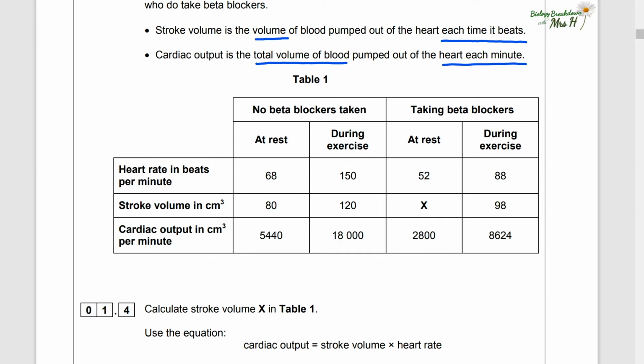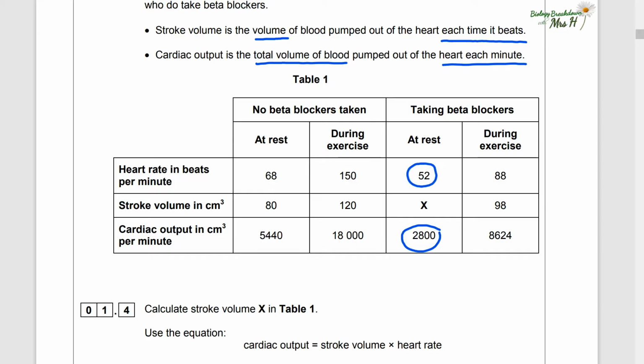Okay, so that's our missing bit in the table, and they've given us an equation. How nice is that? And give your answer to two significant figures. So the cardiac output is 2,800. We don't know what the stroke volume is. We've got to work that out. And we know the heart rate is 52.